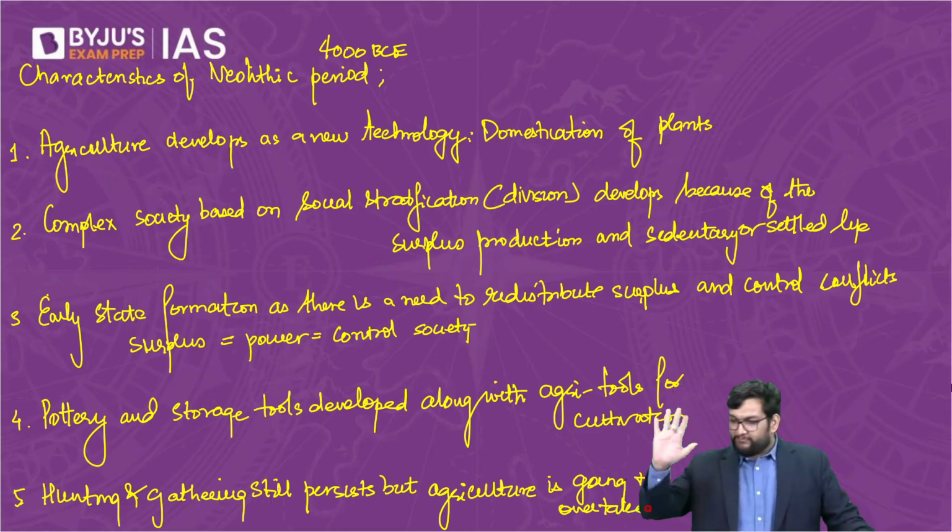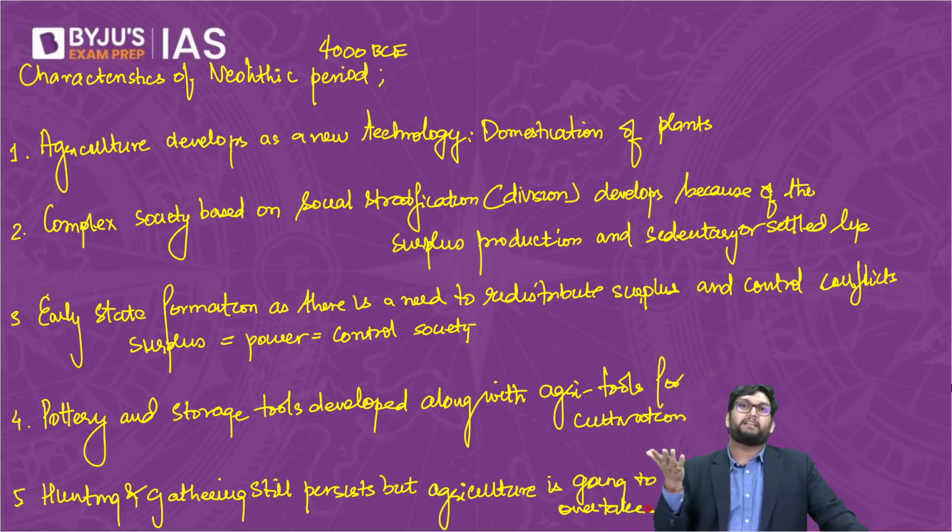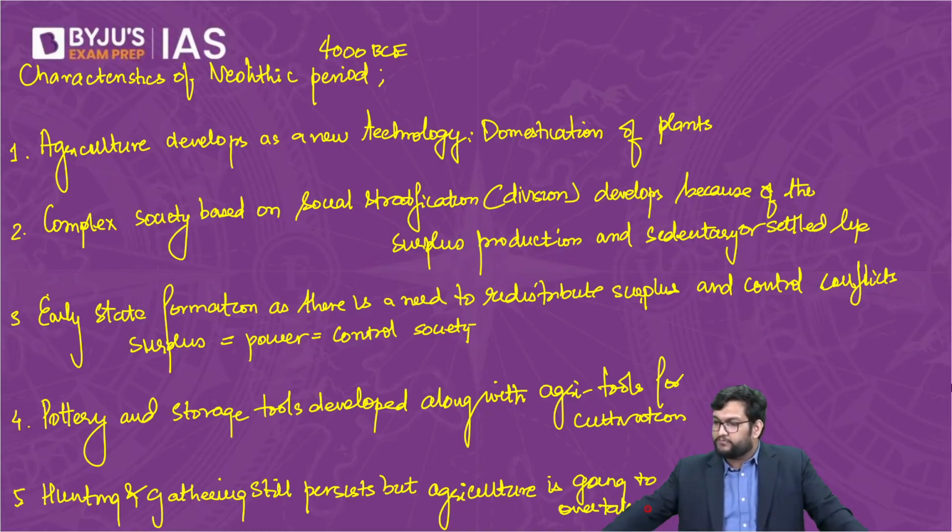So 5 points. Anybody any issue? Sedentary life means to be staying at one place. When there is fight over surplus, if human can kill an animal, why cannot human? Yes, but if you will start to kill every human, nobody will be left. So somebody needs to control that conflict. All clear? Third point is early state formation, as there is a need to redistribute surplus, control conflicts. Surplus equals to power equals to control society.